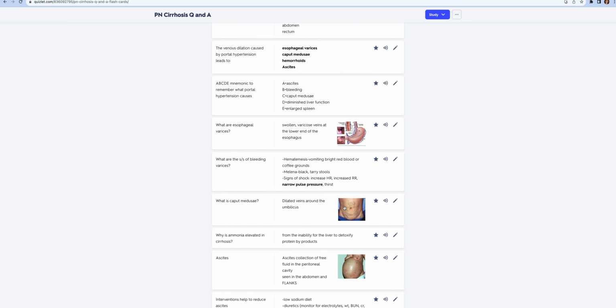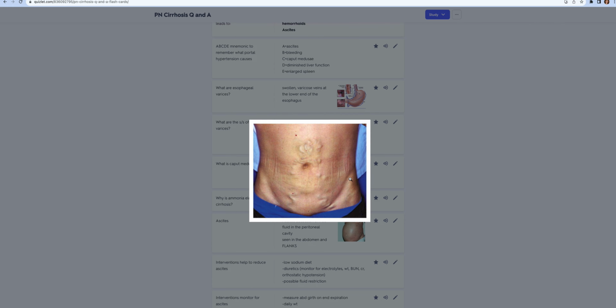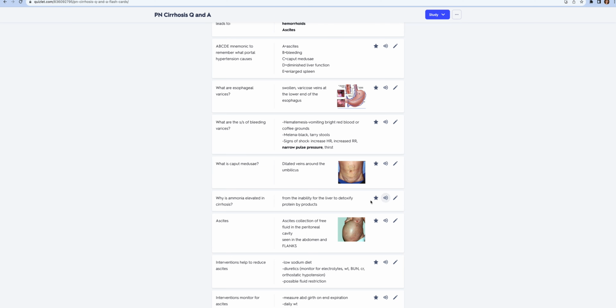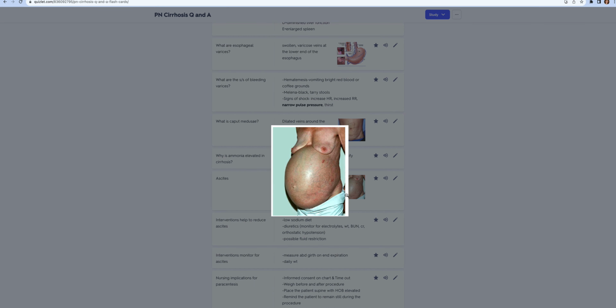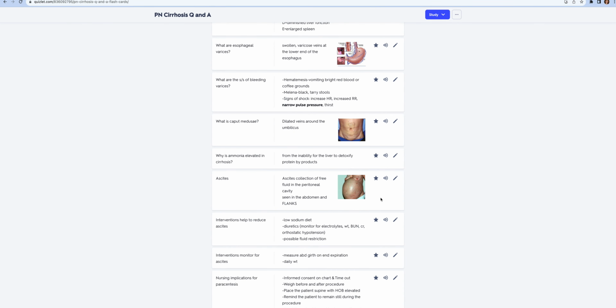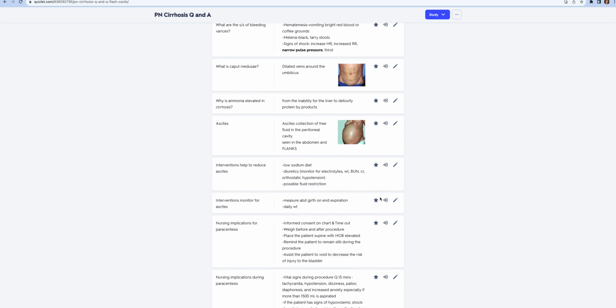Okay, so this is what caput medusae looks like. See those tortuous veins? It's like varicose veins in the stomach. This is what ascites looks like. Remember, they need to go on a low sodium diet. You would measure the abdominal girth around the umbilicus, and low sodium diet, diuretics, and possible fluid restriction.